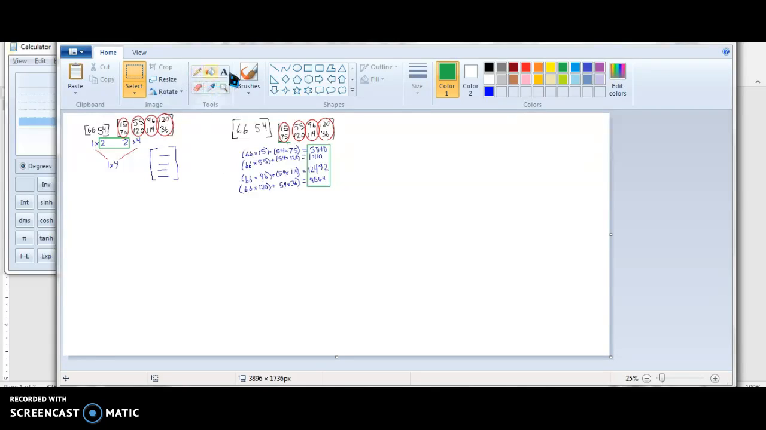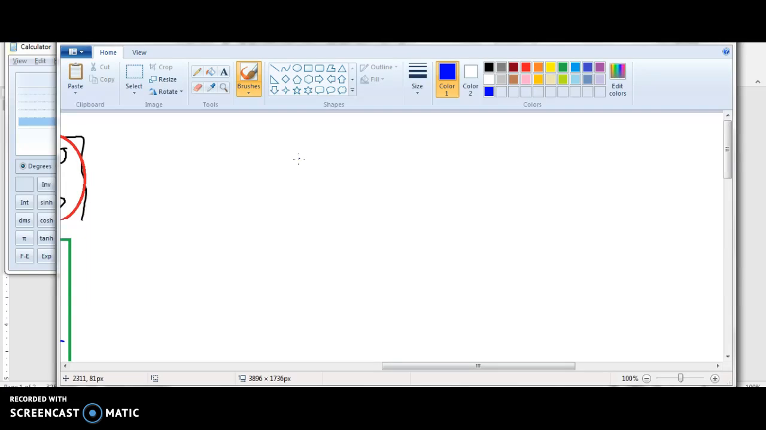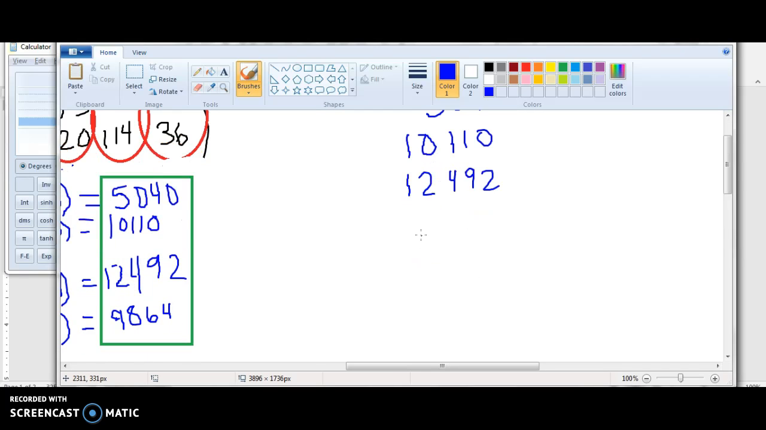And I'm going to write the last, and over here, I'm going to go ahead and write these numbers. First one being 5040. Next one being 1010110. Next one being 12492. And last one, 9864.